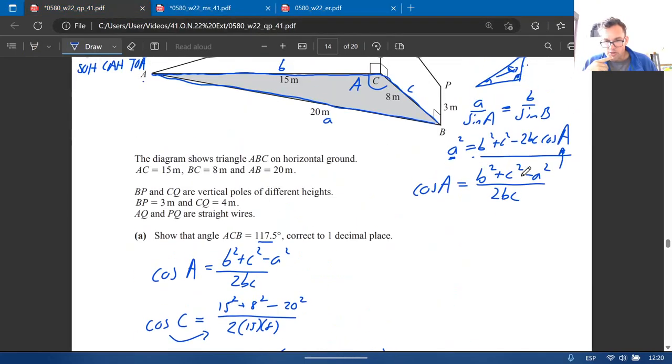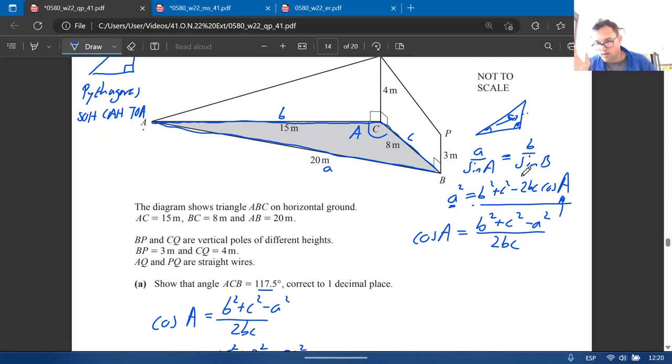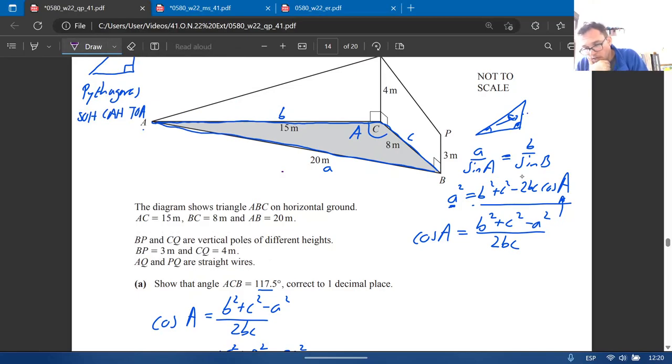All right, the area of triangle ABC. Now you will know there's a formula for the area of a triangle. And this is the one everybody remembers: area of a triangle is half base times perpendicular height. The one we forget is the trigonometric one.